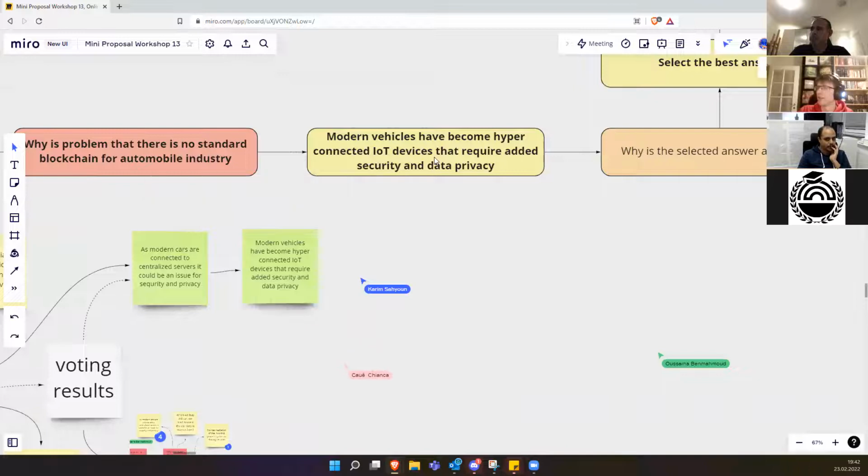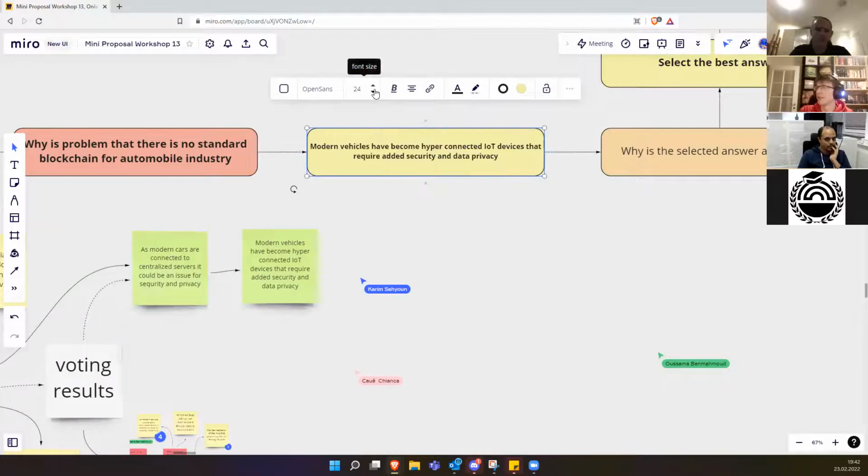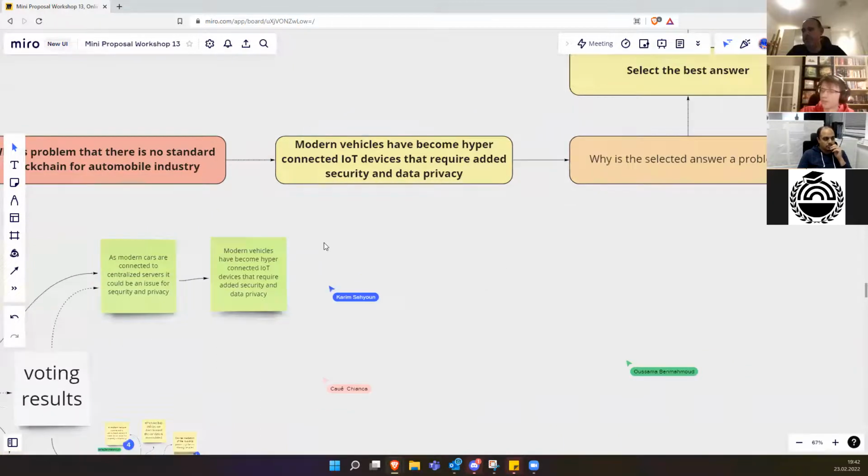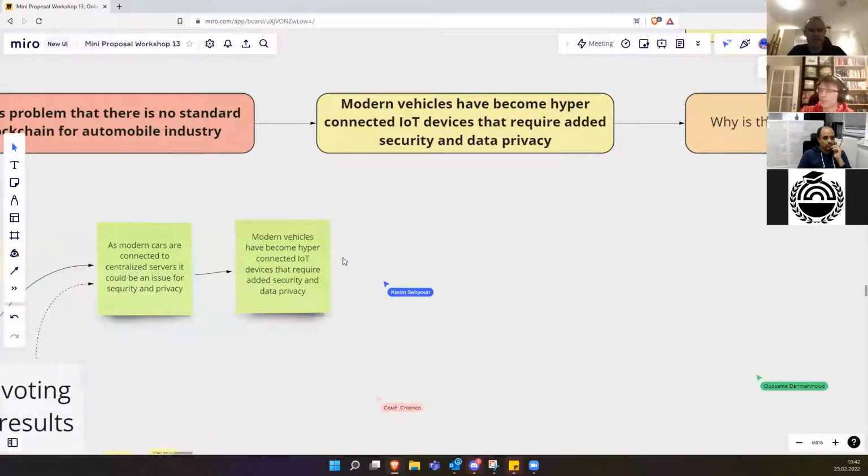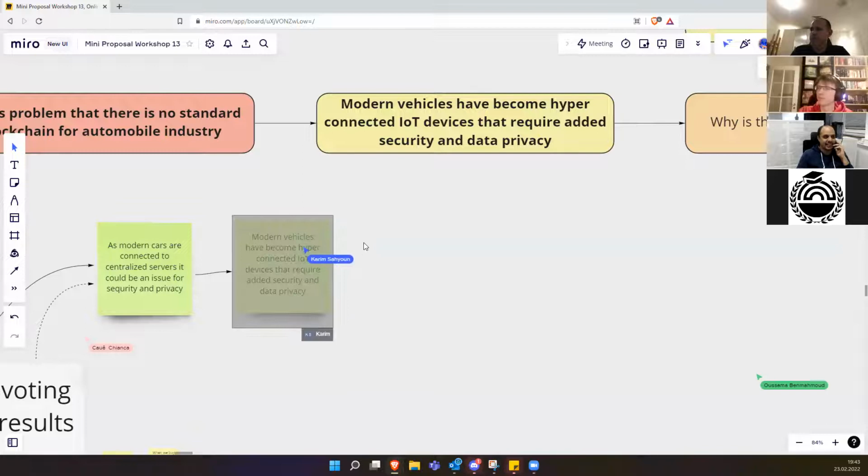I think it's okay. Is it correct technically, Oussama? They are IoT devices. I'm not sure how hyper in technical terms means very, very connected. I don't know if that's correct. Maybe highly connected is better, because if the car doesn't have internet, it still runs, right? Yes, maybe in the future, with 5G or 6G. So maybe just put high. Yes, high. Okay.